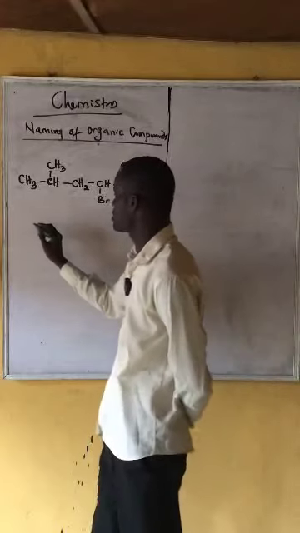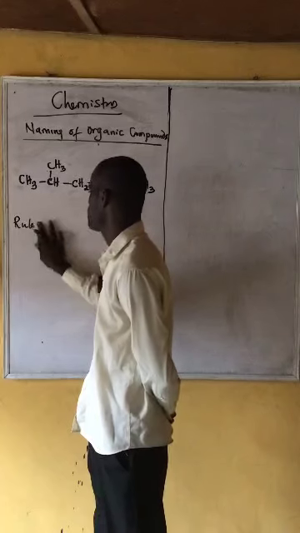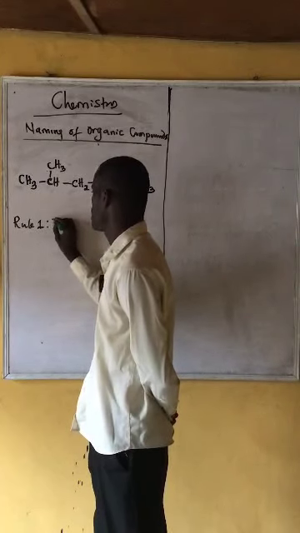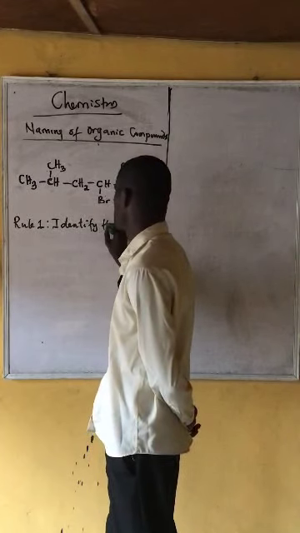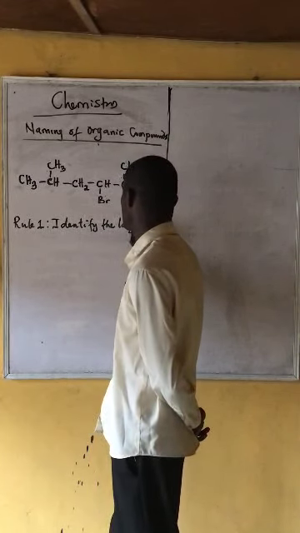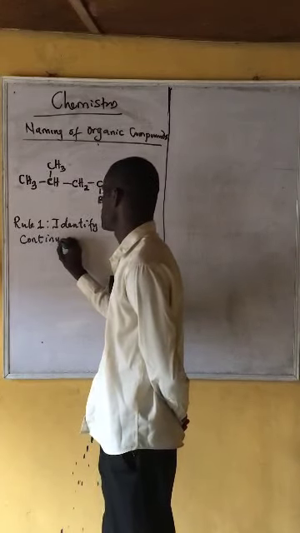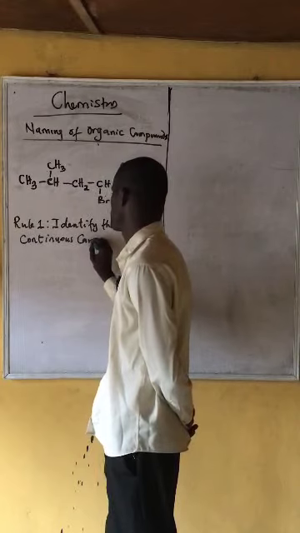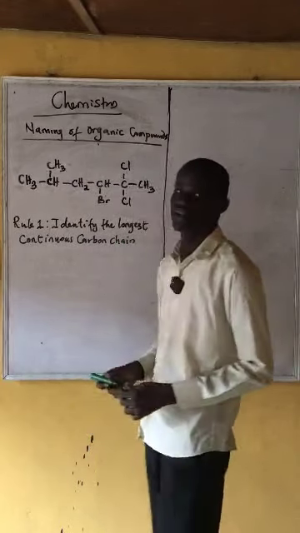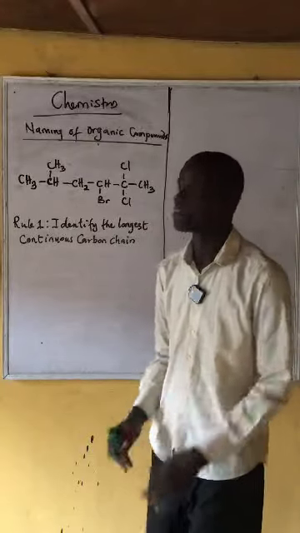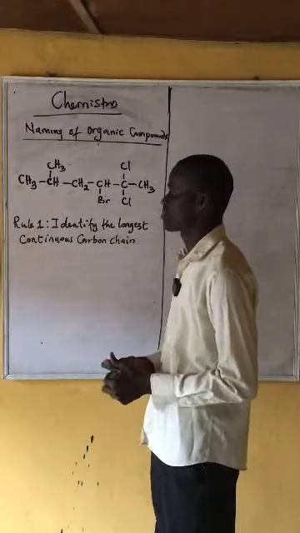Rule number one is: identify the longest continuous carbon chain. Now, look up here. How do we identify the longest continuous carbon chain?